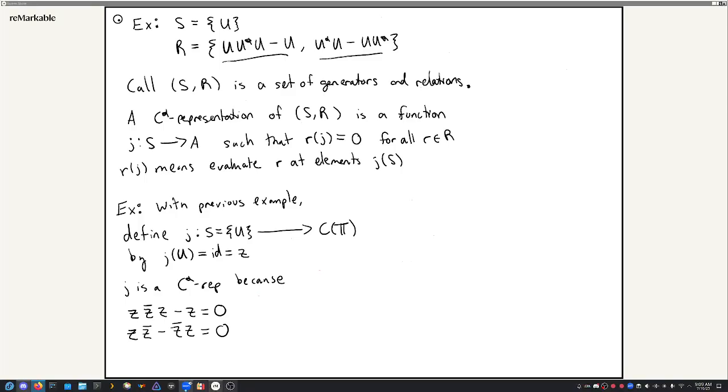And I did forget to mention that these polynomials aren't just polynomials in the set S, but they're polynomials in the set of elements of S and their adjoints. But you can see that in this example. I'm taking polynomials in U and U star. And these are non-commutative polynomials, of course, because our C-star algebras don't have to be commutative, even though in this case, continuous functions on the circle is commutative. Anyways, we get a C-star representation for our previous example.